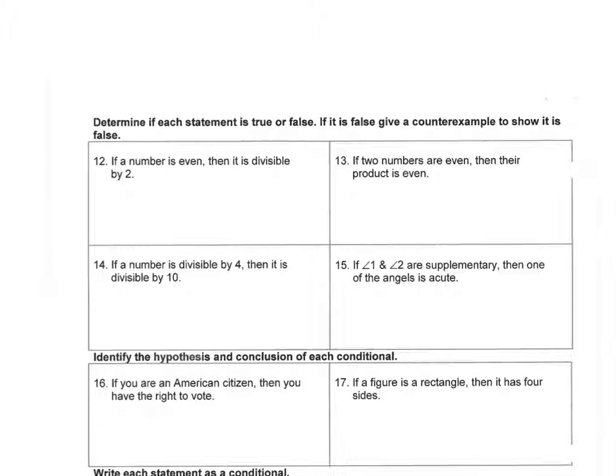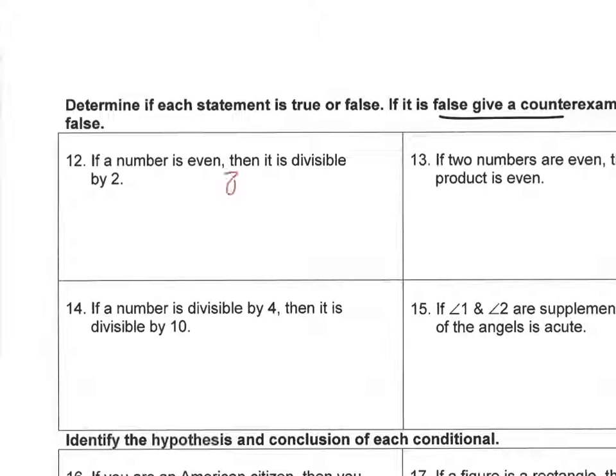All right, let's look at the next page. It says determine if each statement is true or false. If it is false, give a counterexample. Reading directions did not go well on the quiz for this. So it says if a number is even, then it is divisible by 2. And you could try a few of these out. 8 divided by 2 would be 4. 162 divided by 2 would be 81. So it looks like it's working.